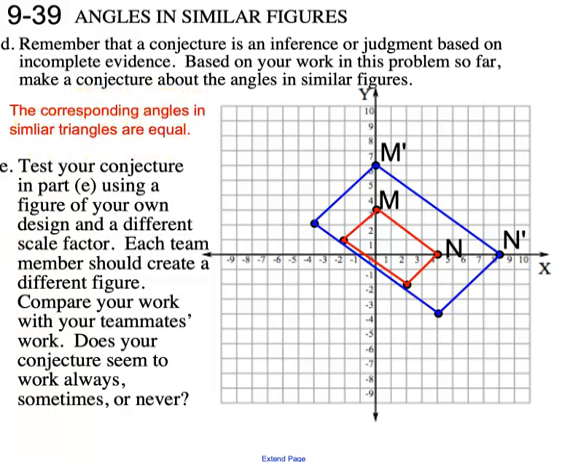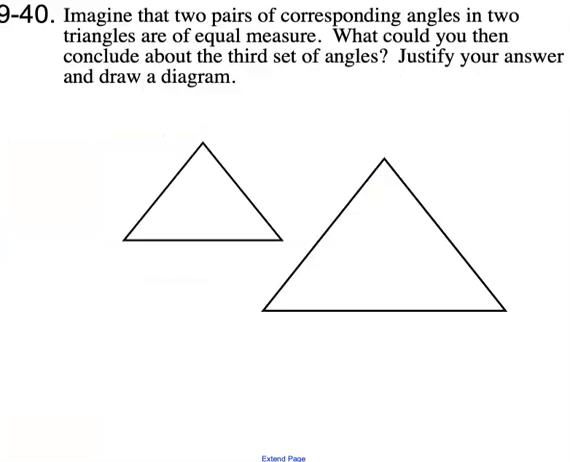So what we just did sets up the entire lesson for today. This is the backbone of what we're going to learn. So, problem 40. Imagine that two pairs of corresponding angles in two triangles are of equal measures. What could you then conclude about the third set of angles? Justify your answer and draw a diagram. So I already drew a diagram on mine, but if you look in your packet, you do not have a diagram. I would just draw two triangles.